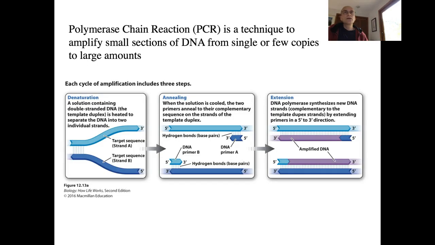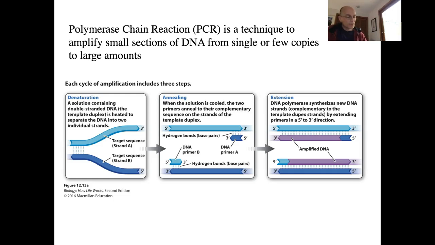So I have talked about this a few times already, and I've always said we'll discuss this at a future lecture. Well, now is the time when we'll discuss this in this lecture. And so this process is called polymerase chain reaction, or short PCR. And that is a technique to amplify small sections of DNA. So it's not the entire genome that gets amplified. From single or just a few copies to a large amount.